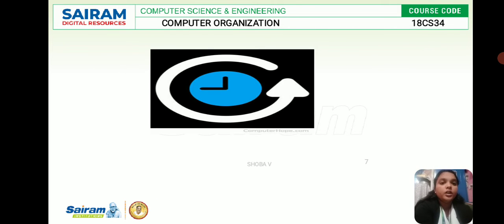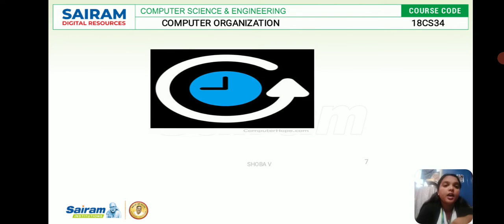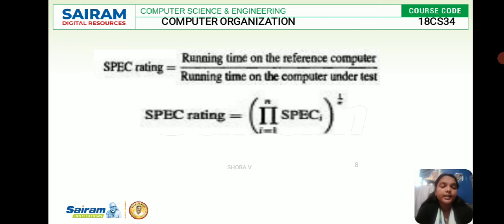So this is how these steps are explained in this diagram, like one clock cycle. To execute a machine instruction, the processor divides the action to be performed into a sequence of basic steps such that each step can be completed in one clock cycle, like this. The SPEC rating is the running time on the reference computer divided by the running time on the computer under test, and the rating is the whole power 1 by n.